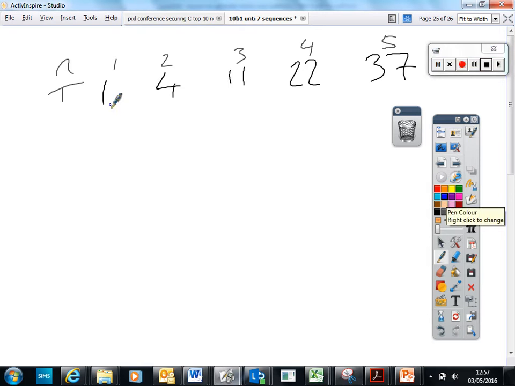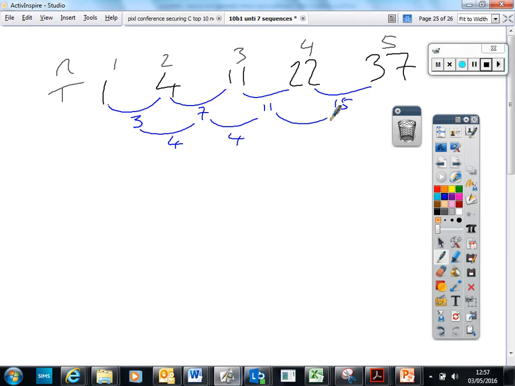We do this by looking at the first difference and then the difference between the first differences. This gives us 4, 4. So this means that the second difference is 4, and that tells us that the coefficient of n squared is half of that, which is 2. That's the first step in being successful.